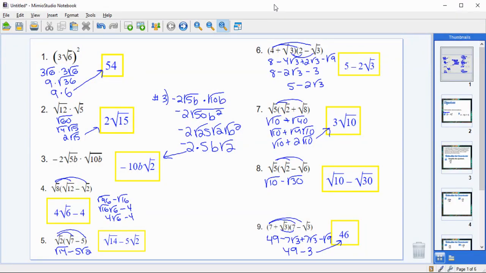All right, today is going to be lesson 11.8, part 2. Here are all the worked out solutions to the homework from last night.